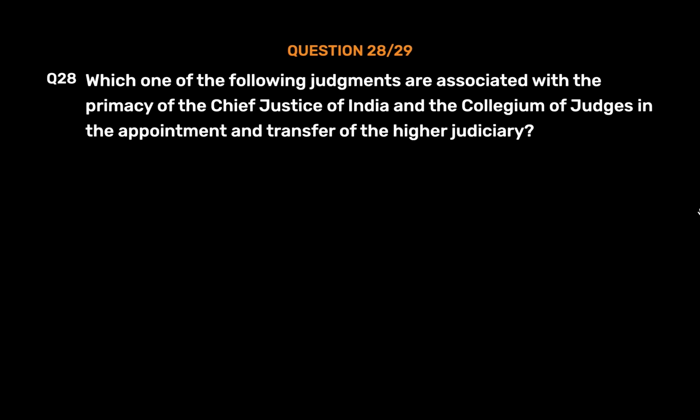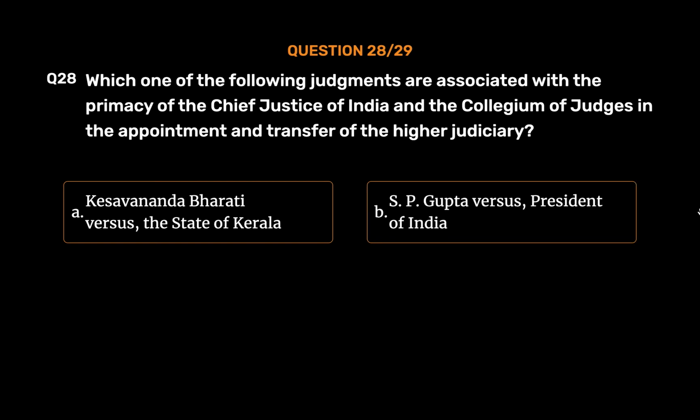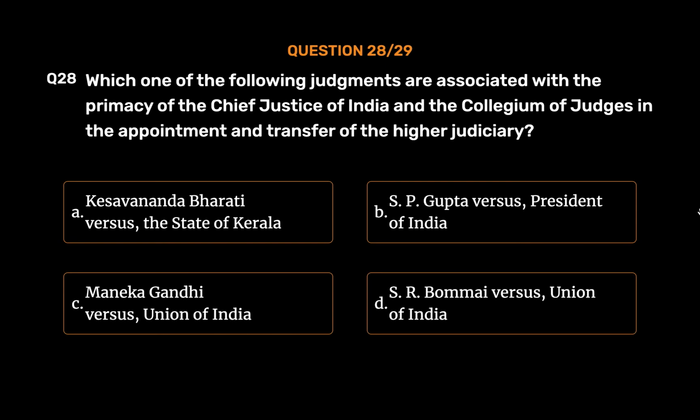Question number 28. Which one of the following judgments is associated with the primacy of the Chief Justice of India and the Collegium of Judges in the appointment and transfer of the higher judiciary? Option A. Keshavananda Bharati vs. the State of Kerala. Option B. S.P. Gupta vs. President of India. Option C. Maneka Gandhi vs. Union of India. Option D. S.R. Bommai vs. Union of India. The correct answer is option B.